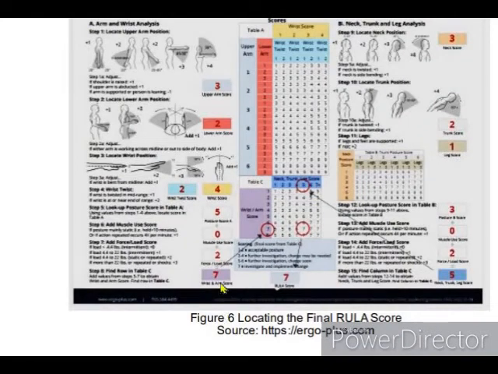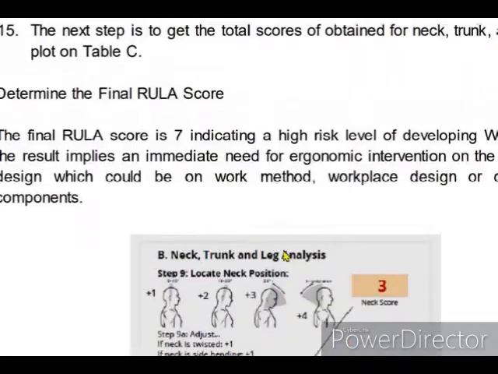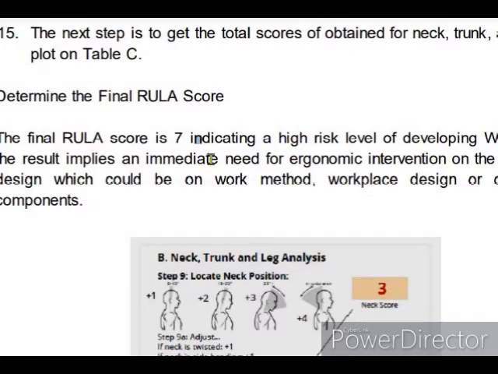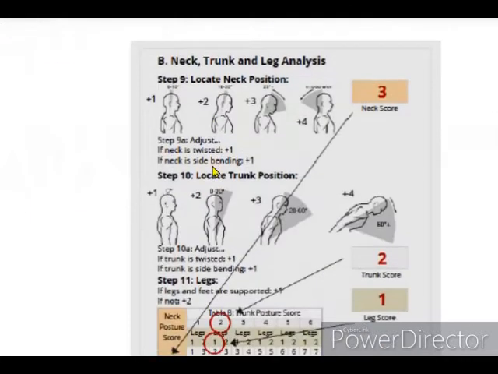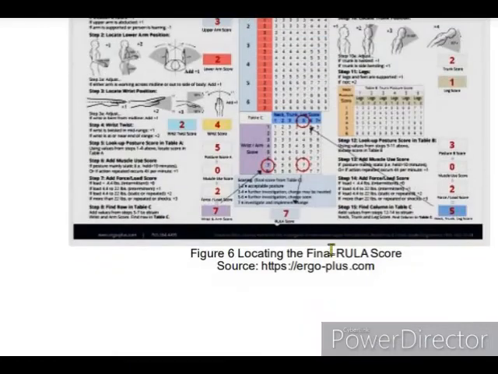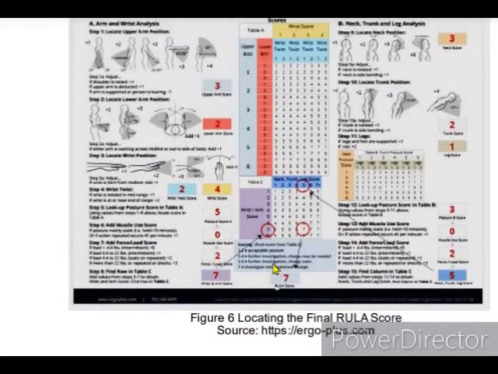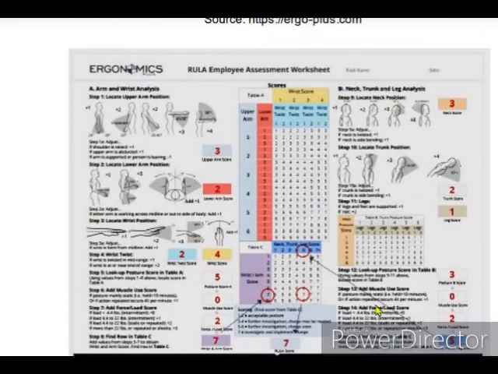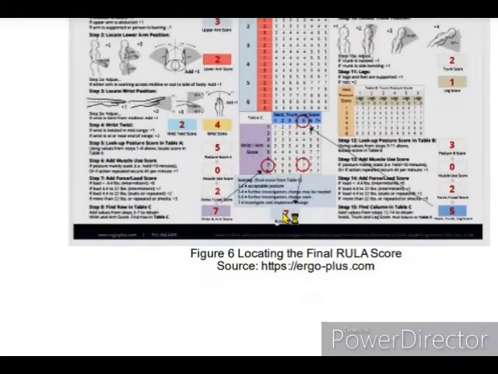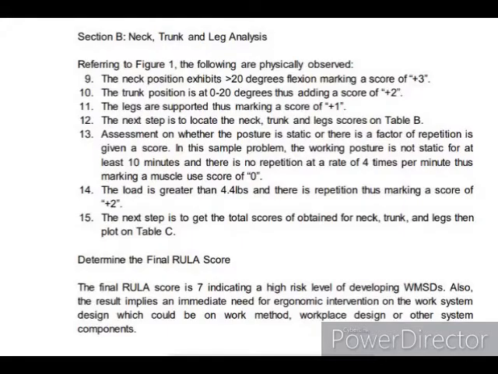Bakit siya naging 7? Yung pinaka RULA score is 7. Bakit? Yung score dito na 7 at yung score dito na 5, sa table B yung intersection nila ay 7, kaya 7 yun. The trunk position is at 0 to 20 degrees, that's adding a score of +2. Slightly bent siya guys, so +2.